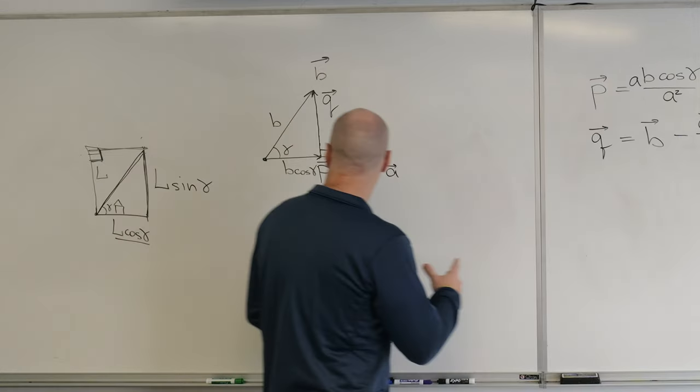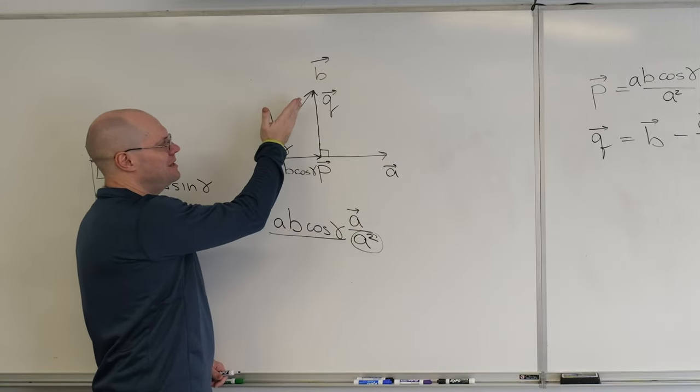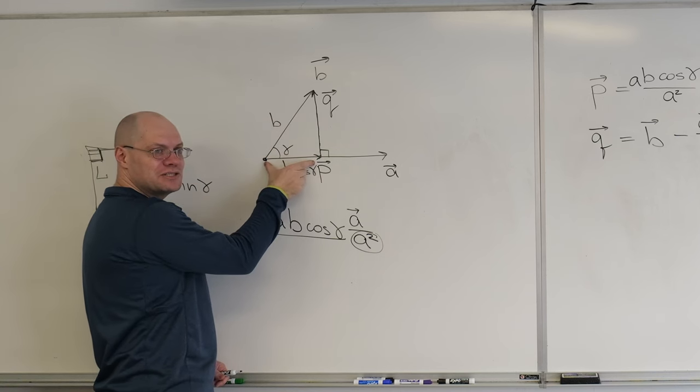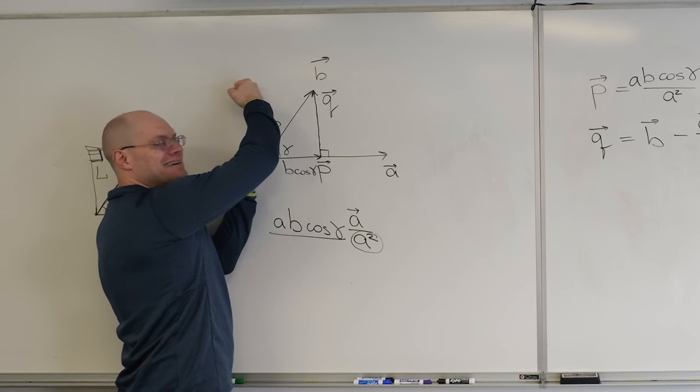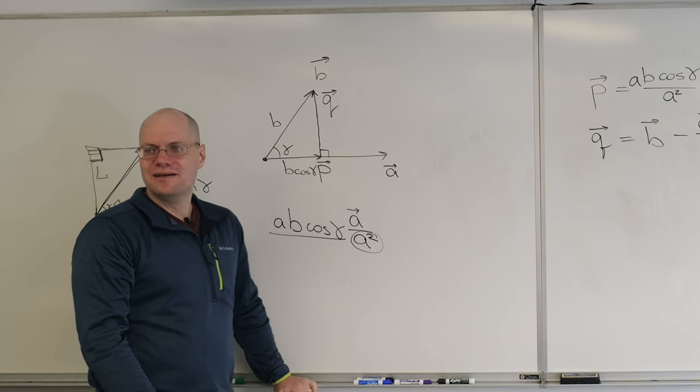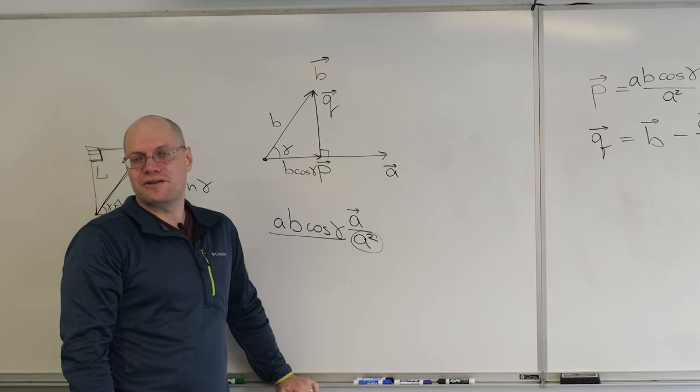But do you see what we did here? By subtracting this much from the vector B, we made it orthogonal to A. It's almost like we made B orthogonal to A. This is called Gram-Schmidt orthogonalization.